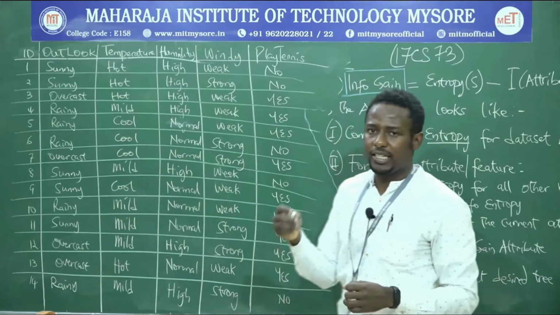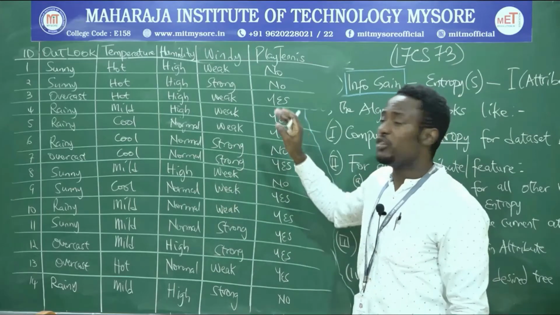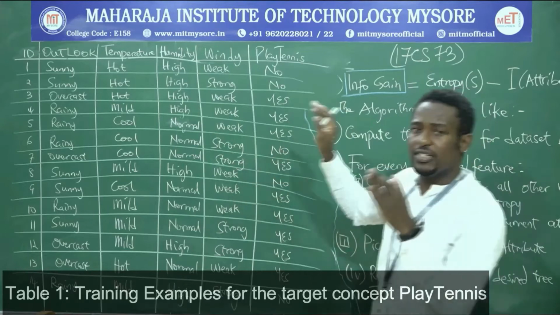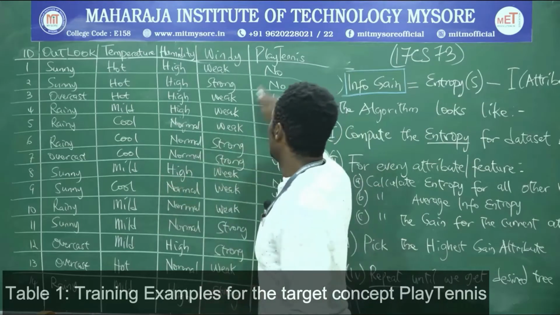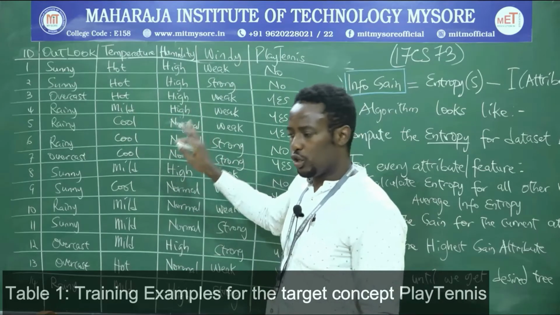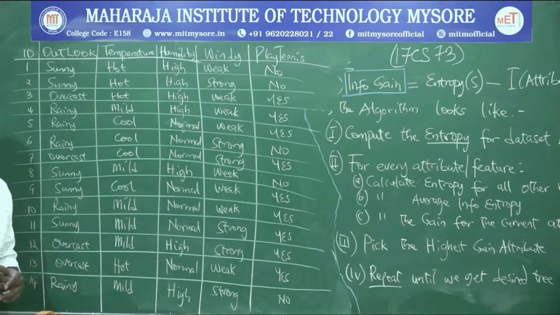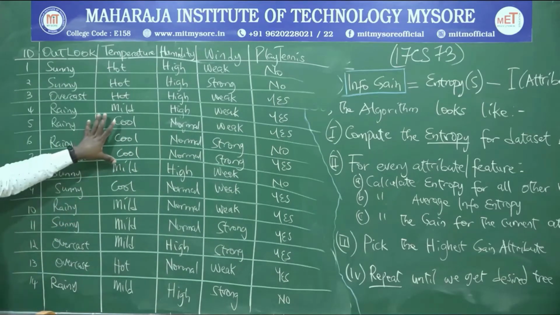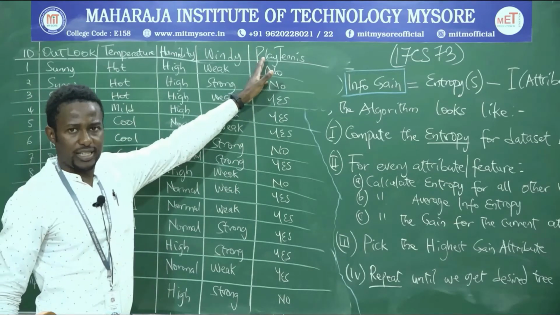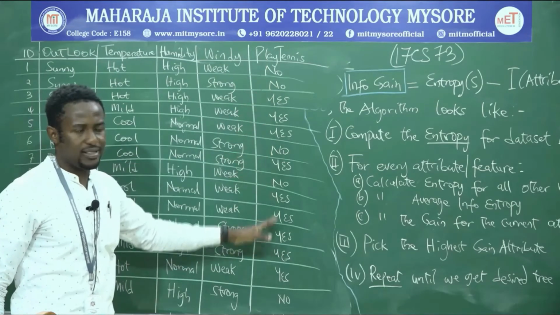My instruction is, given this data set, I want you to decide whether tennis will be played or not, based on these conditions. So what you have to do now is find out what influences playing of tennis. This becomes our predictor class, this is what decides.